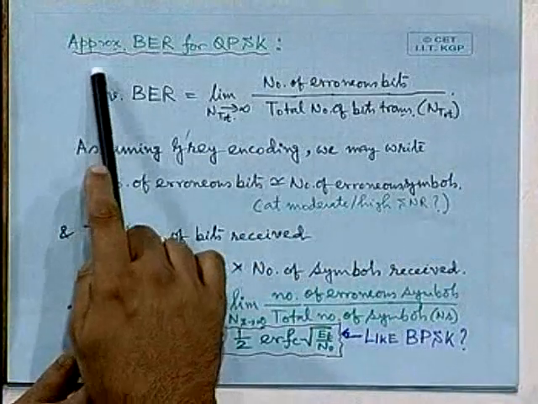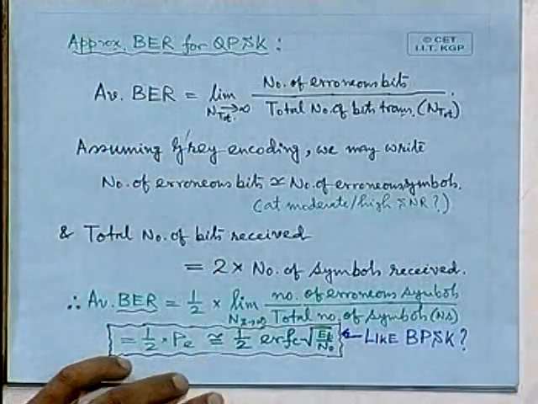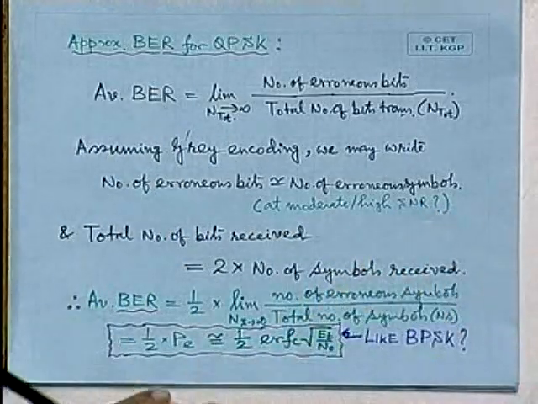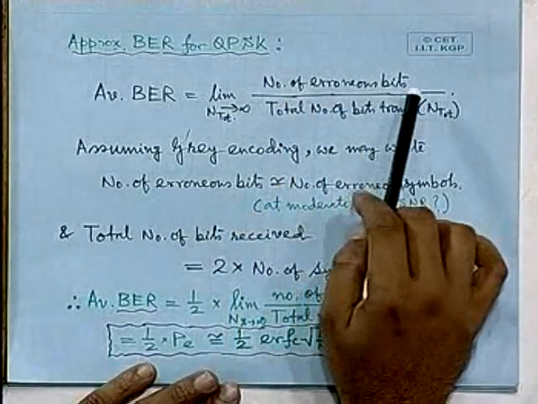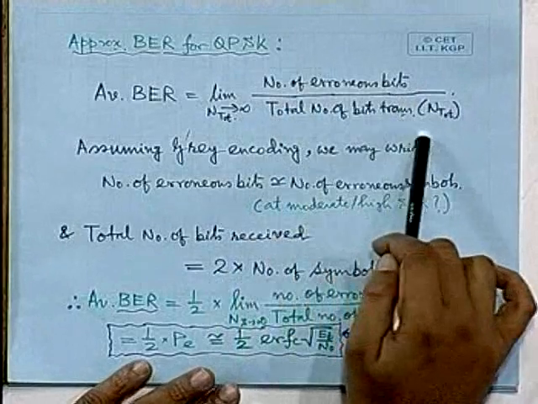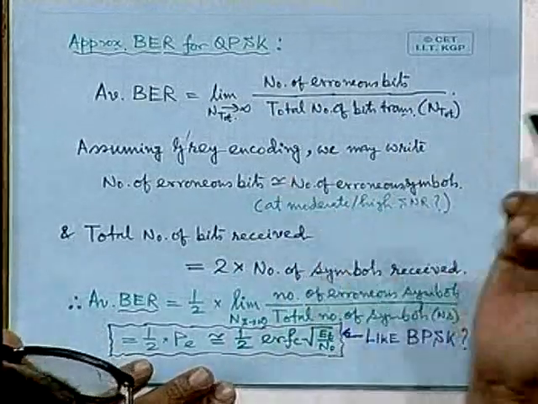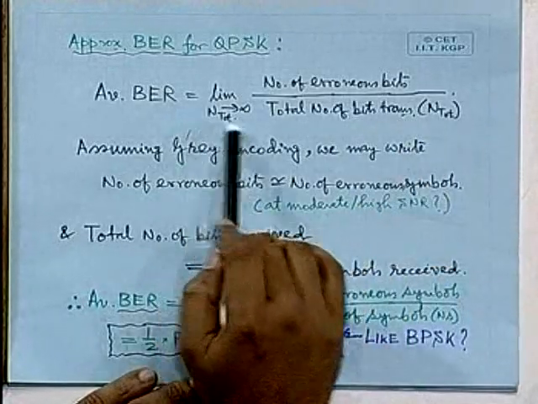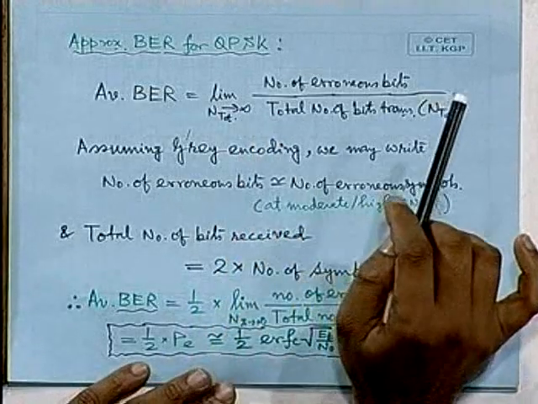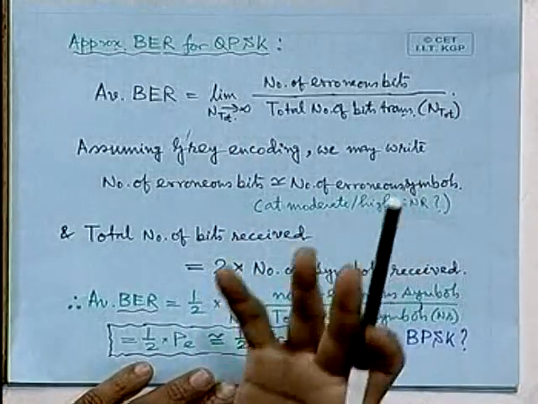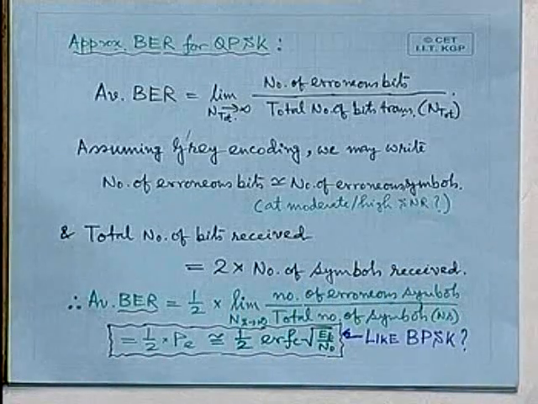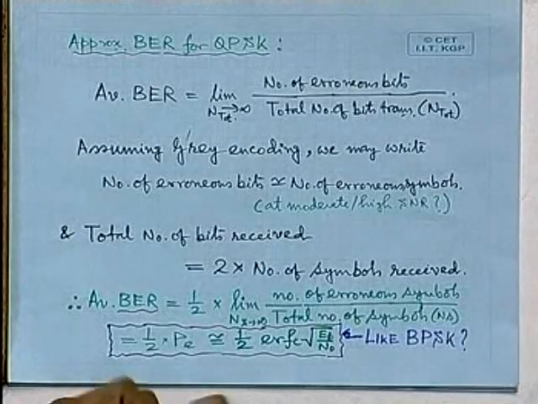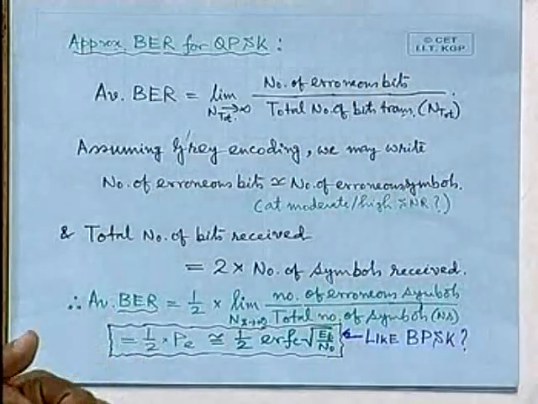I am now trying to get an approximate expression for the BER. The average bit error rate, by definition, is the ratio of the number of erroneous bits received to the total number of bits transmitted, where this total number of bits I am indicating as n_tot, and this n_tot should be as large as possible. I must be patient enough to observe a very large number of such received bits. So, I am saying limit n_tot tending to infinity. This is an acceptable definition for the bit error rate.